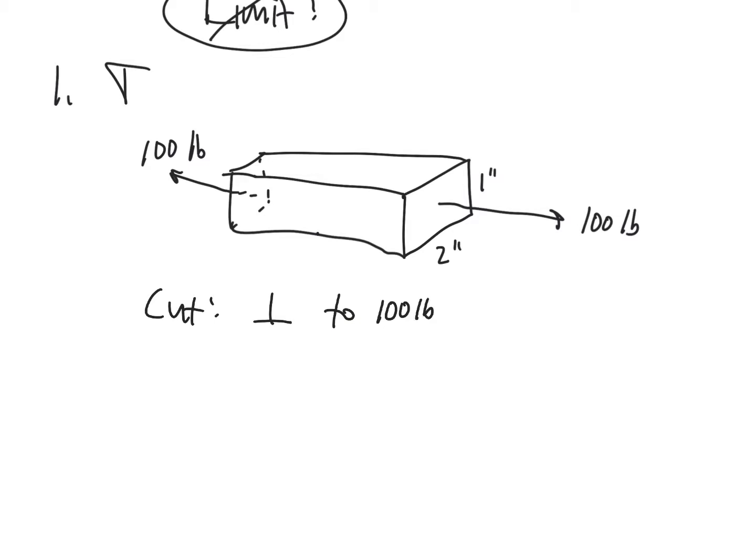So the cut would look like this. I would slice it like that. In fact, it looks a lot like the cross section. So that's going to be our cutting plane. And when I do that, what we find is that the resultant force goes exactly backwards.